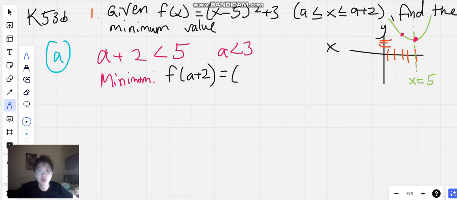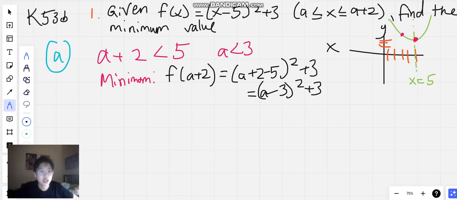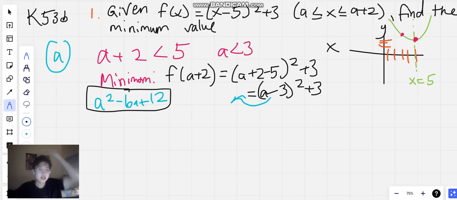So that'll be equal to (a plus 2 minus 5) squared plus 3, which is (a minus 3) squared plus 3. And then I'll go ahead and write this over here. That's just equal to a squared minus 6a plus 9 plus 3. And then 9 plus 3 can be added to give us plus 12. So that is going to be the minimum value as long as a is less than 3. So say a was, let's say, 2 in this case.